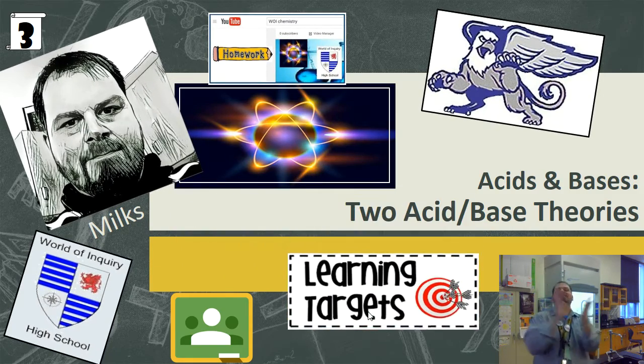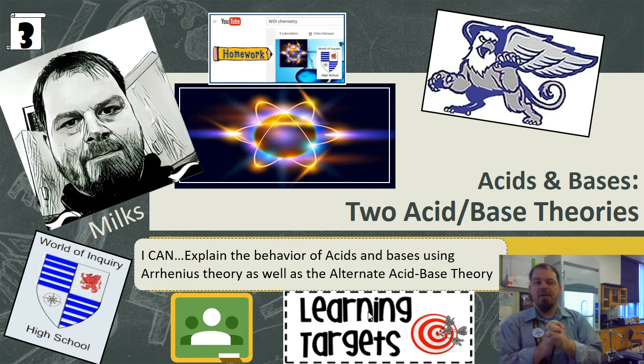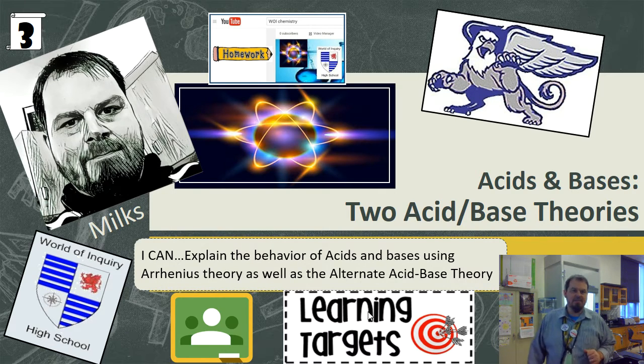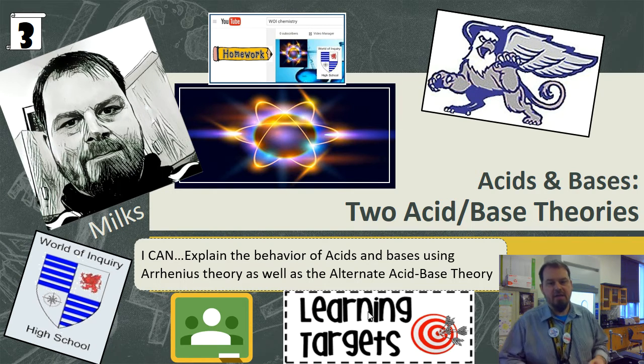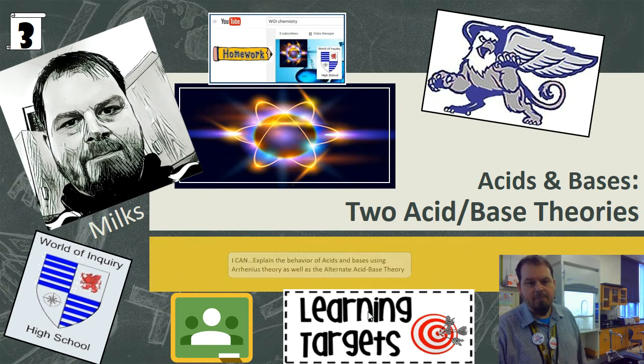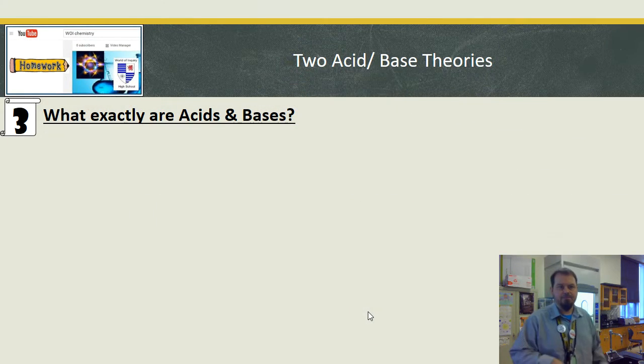Let's start acids and bases. Today we're going to get into both acid and base theories. We'll get first into the Arrhenius theory, the normal, original theory, and then we will get into the alternate theory, Bronsted-Lowry, so that we can understand fully what's going on.